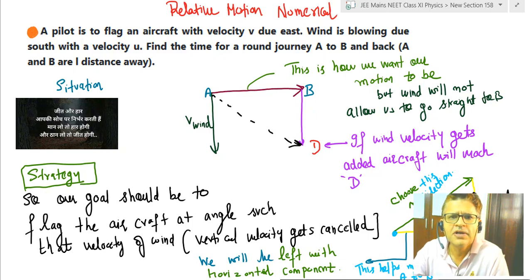So our aim in these numericals is always to cancel out the velocity which is creating trouble for us. For that we divide the motion in x and y and then see which part of the motion is creating problem, and then we cancel it out using the concept of relative motion.